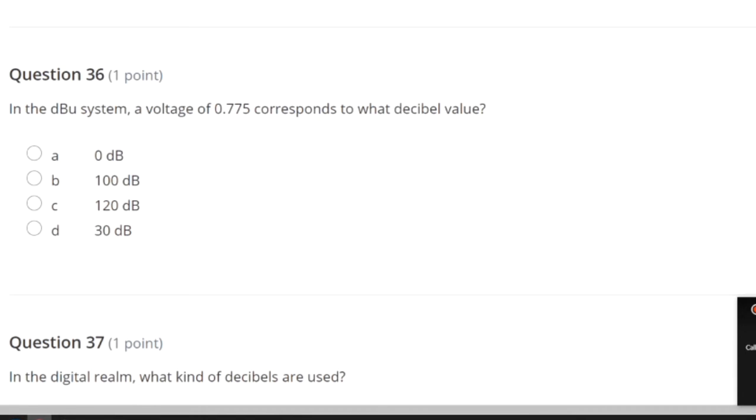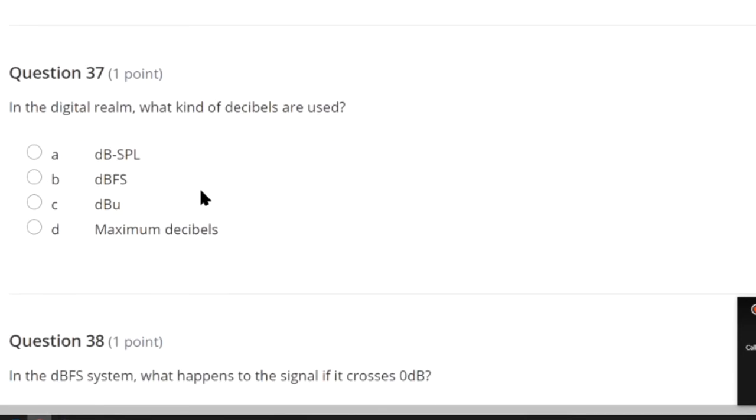In the dBu system, a voltage of 0.775 corresponds to what decibel value? 0 dB, 100 dB, 120 dB, or 30 dB. So the way the decibel volt system works is 0.775 is the standardized voltage that corresponds to 0. And then the ratio is expressed whatever your signal is compared to 0.775. And it's generally a negative number. And we still use that in digital audio. We use negative numbers and 0 being the loudest. But the difference is back in the dBu days, you could push a little bit beyond 0, to like 2 or 3. But in digital audio, if you go beyond 0, your sound distorts.